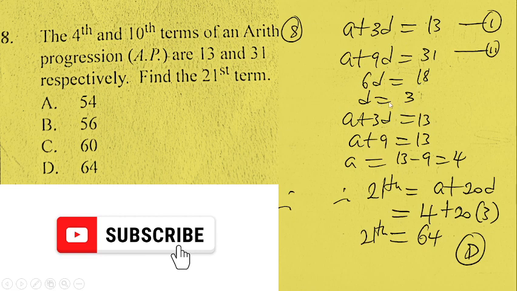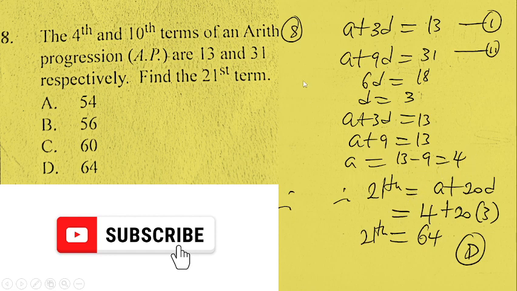Then we can substitute d into any of these equations to get the value of our a. So if I put d in equation 1, we have a plus 3d equals to 13. Then if I put 3 in place of d here, that means I have a plus 9, because 3 times 3 will give us 9 equals to 13. Then I will take like terms. Then I have 9 will come here, that will become a equals to 13 minus 9, and that gives us 4. So the first term of the AP is 4.